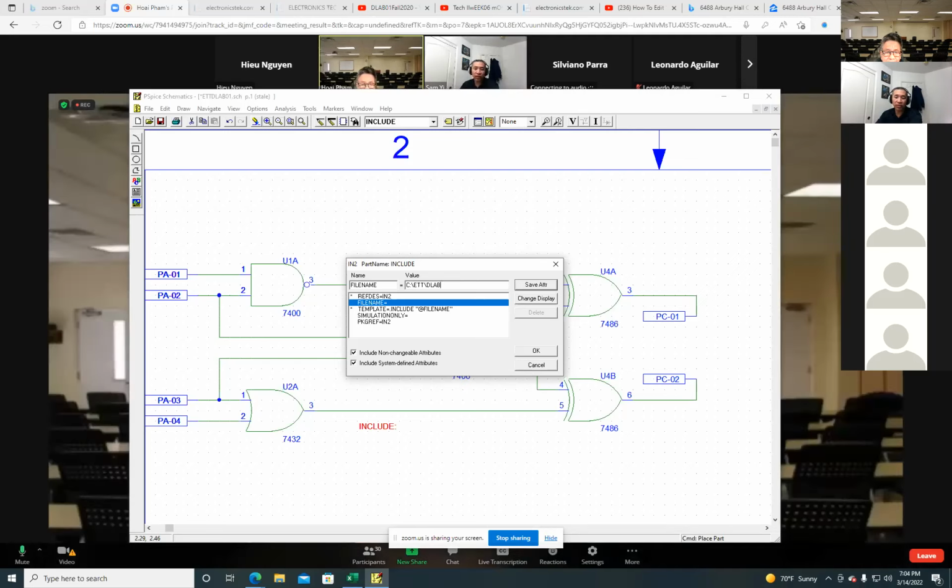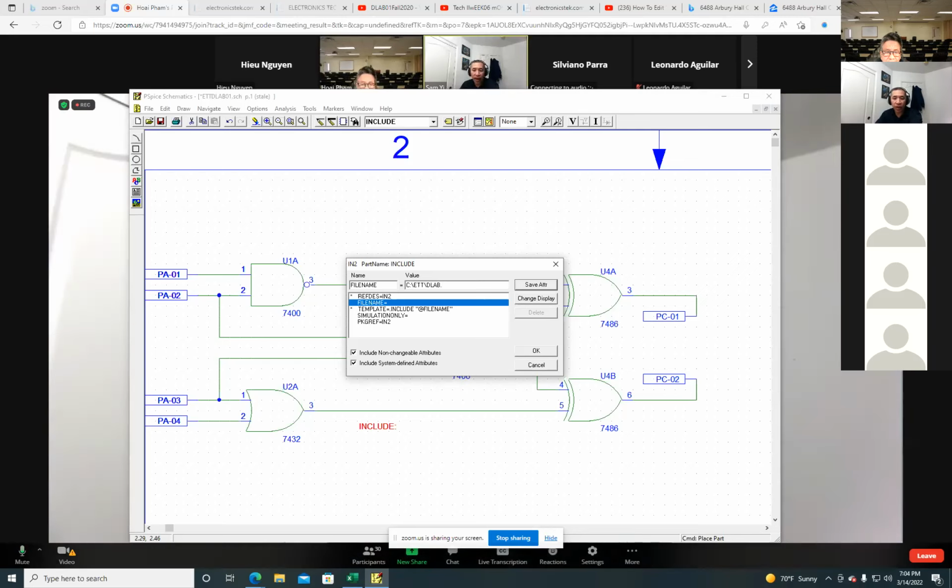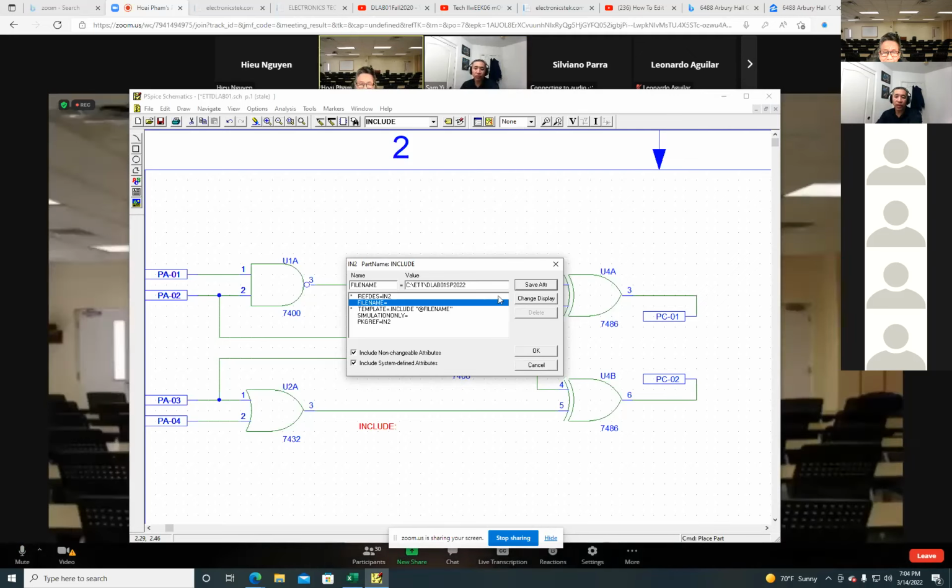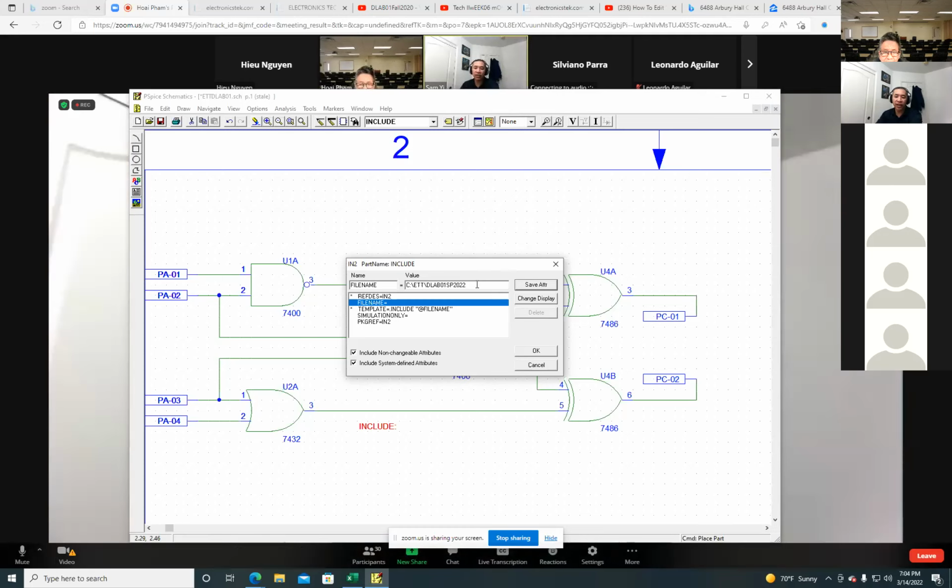Go ahead and put DLab01 SP 2022, so that way you know that this lab is for spring of 2022. Make sure you put a dot at the end, dot STM. Then click save attribute. Now click OK.